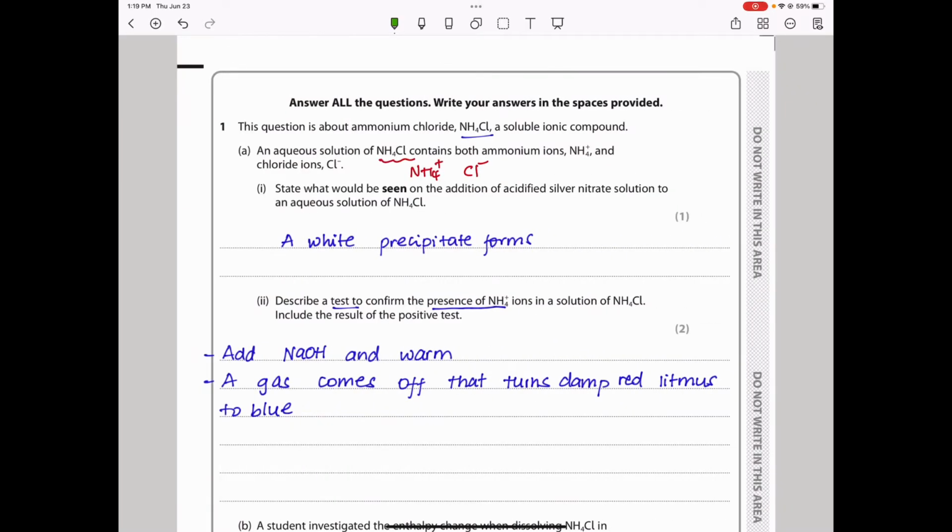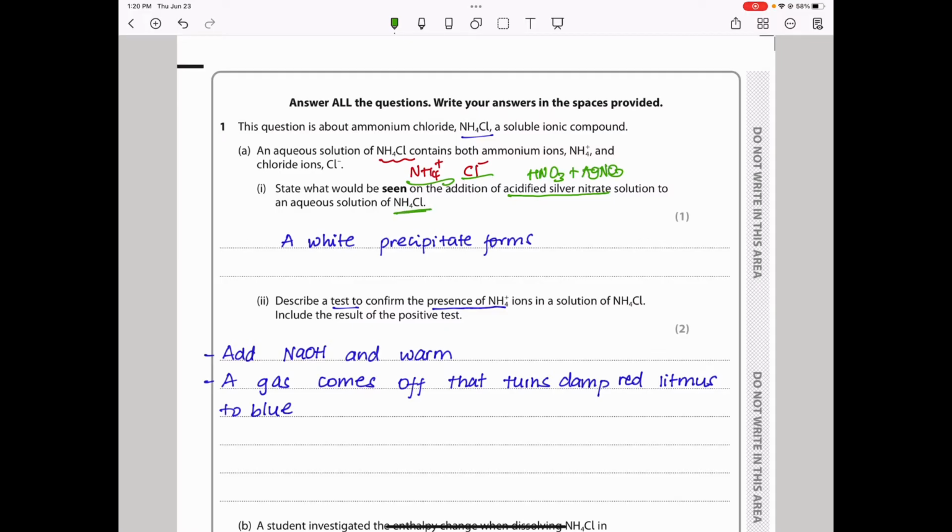Question 1 says, this question is about ammonium chloride, a soluble ionic compound. An aqueous solution of ammonium chloride contains both ammonium ions, so we can see here, and chloride ions. The first question asks you, state what would be seen on the addition of acidified silver nitrate. Acidified silver nitrate can be nitric acid mixed with silver nitrate, added to an aqueous solution of ammonium chloride.